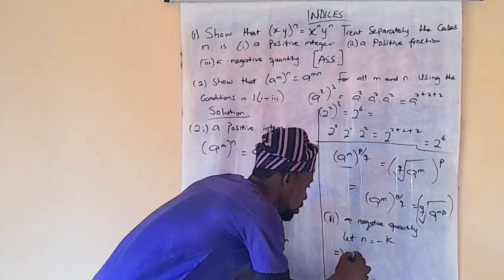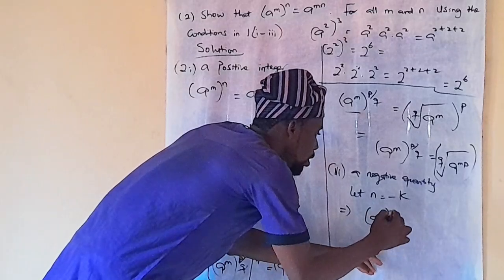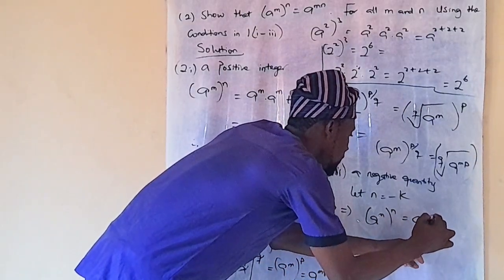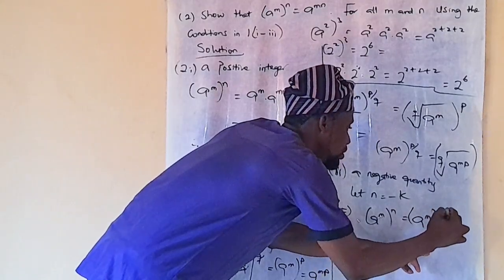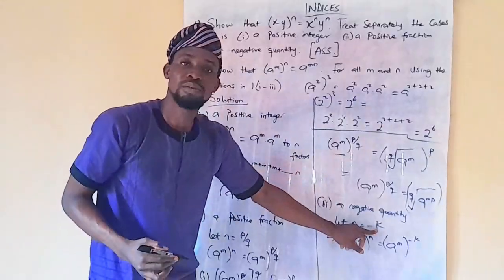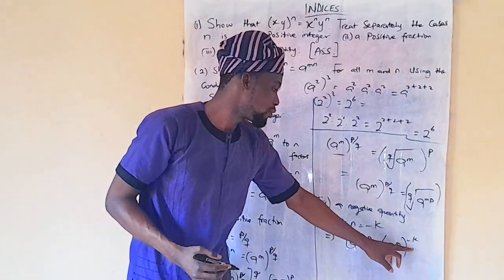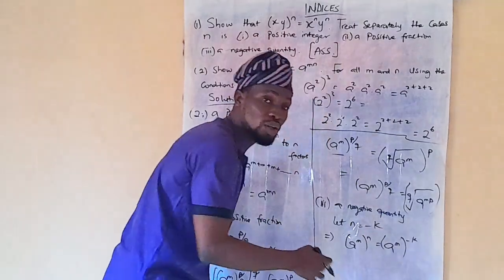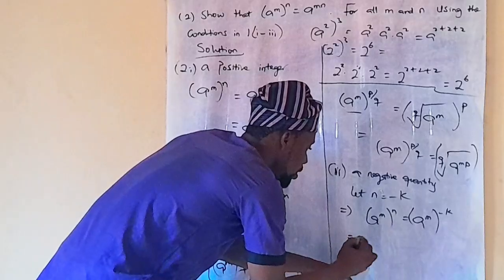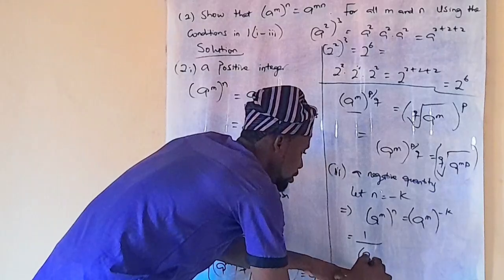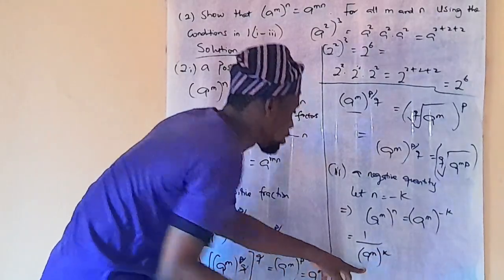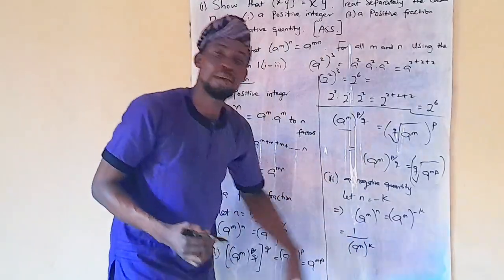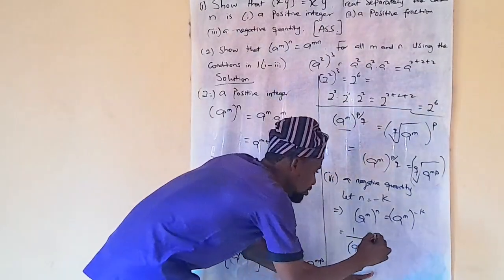This a raised power m, raised power n is equal to a raised power m, raised power minus k, where my n is now minus k. From here, following my law of indices, when I have a negative power, this minus is the same thing as 1 all over. So I'm going to have 1 all over a raised power m, raised power k, where this negative has become 1 all over. What remains? a power m times k.